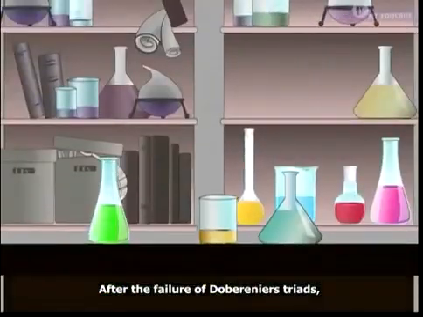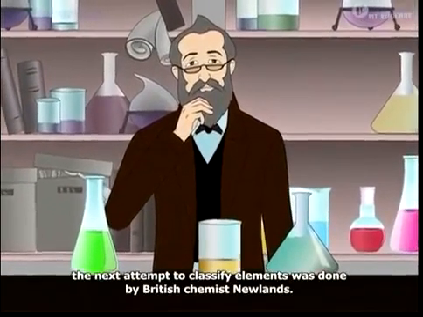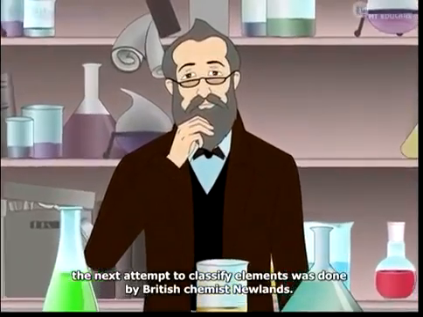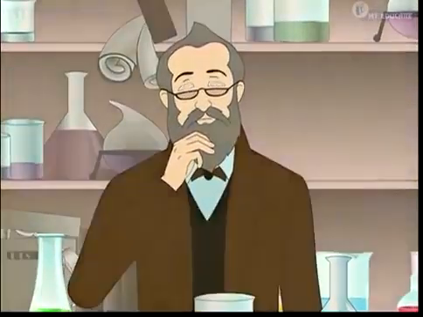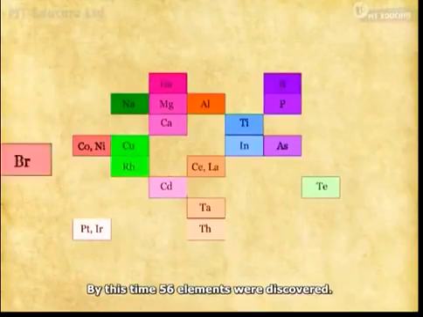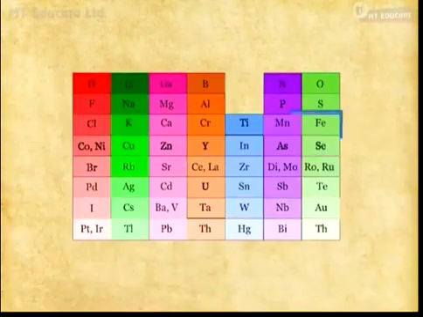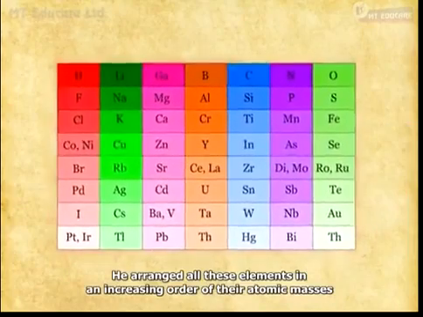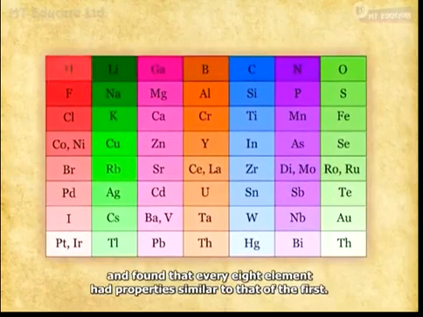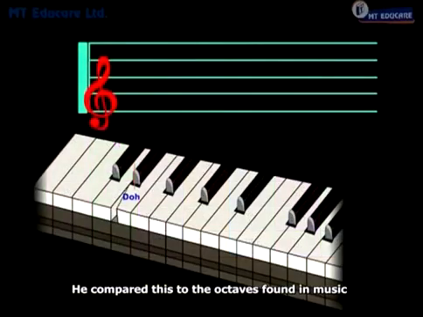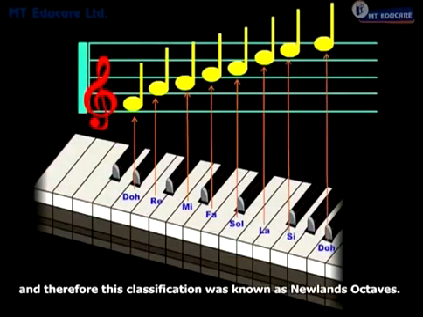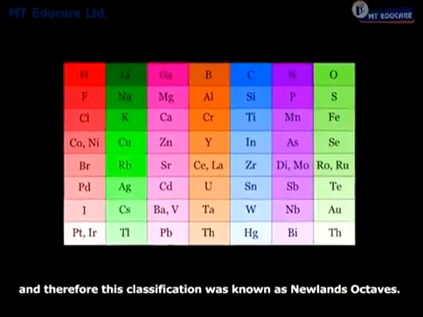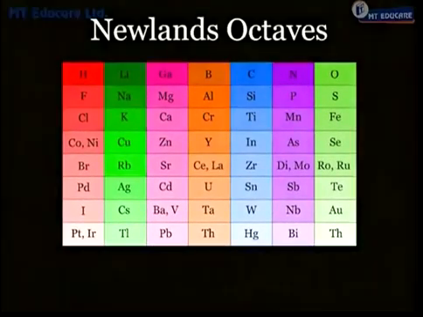After the failure of Dobereiner's triads, the next attempt to classify elements was made by the British chemist Newlands. By this time, 56 elements were discovered. He arranged all these elements in an increasing order of their atomic masses and found that every 8th element had properties similar to that of the first. He compared this to the octaves found in music, and therefore this classification was known as Newland's octaves.